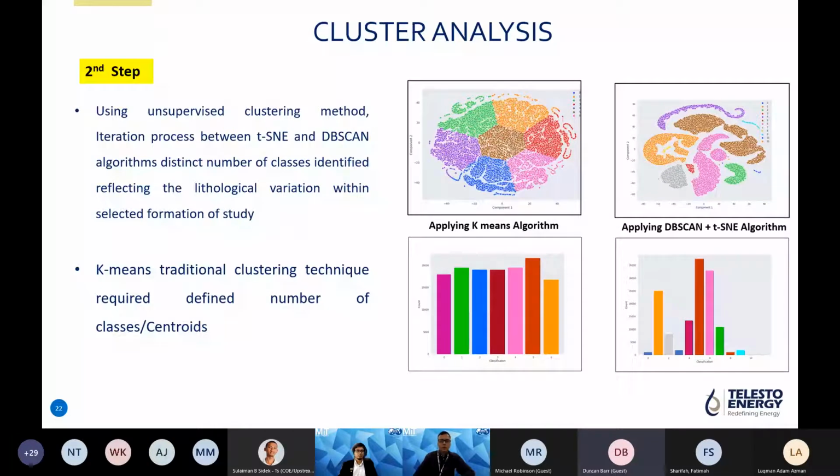Once that clustering is done using the unsupervised method, an iteration between t-SNE and DBSCAN, the number of distinct classes are identified, and we have also applied k-means to see how the k-means clustering approach responds. What you can see on the right hand side are the results from both k-means and DBSCAN with t-SNE. What is very obvious is DBSCAN plus t-SNE is able to bring out the different facies very clearly, whereas in k-means the distinction is not very obvious.